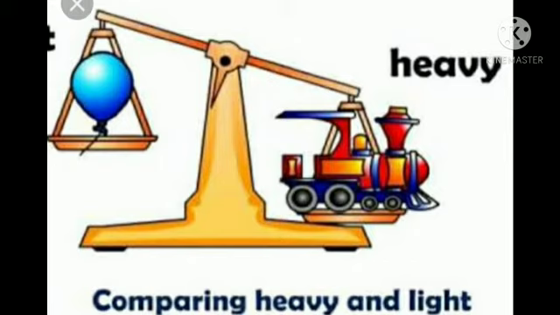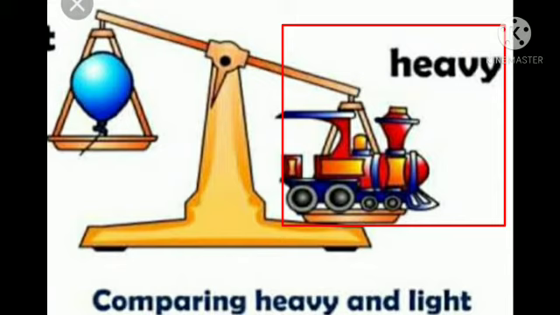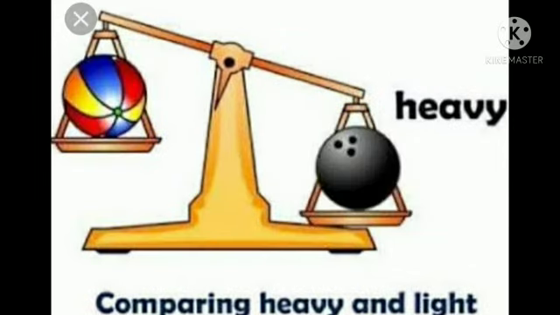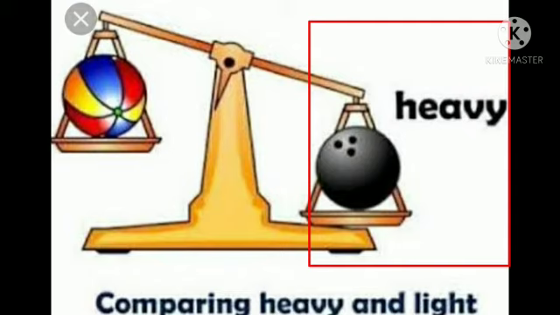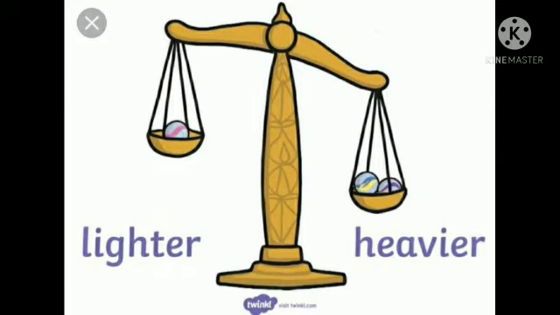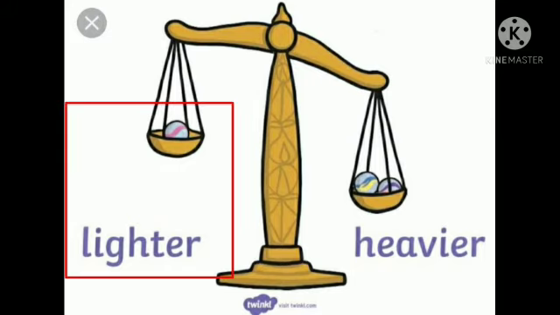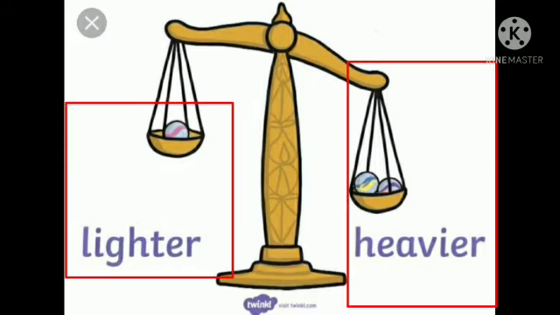See the picture, balloon and the toy. Which one is the heavier? Yes, the toy is the heavier. So we have written over here heavy for the toy. See the picture. Which one is the heavy object? Yes, the second one is the heavy object. So we have written over here heavy in the second object. Students, see the picture properly. In the picture, you will see the lighter object and the heavier object. This is a lighter one and this is a heavier object.